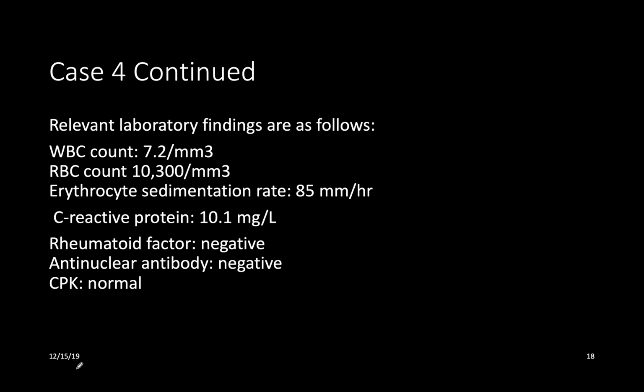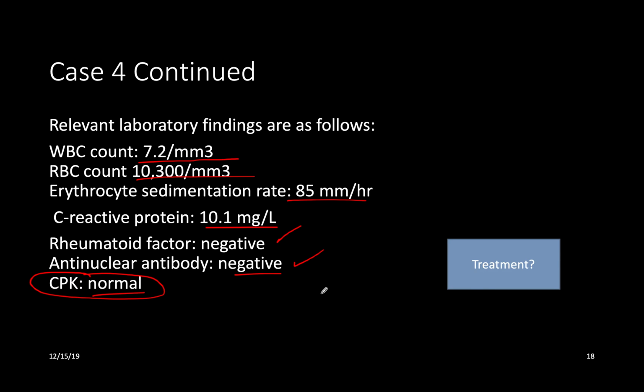Okay, good. So we go ahead and do the lab findings. We see white blood cell count normal, red blood cell count normal, ESR elevated, like you told me, CRP elevated, rheumatoid factor negative, ANA negative, CPK is normal. So this kind of eliminates our dermatomyositis, right? In dermatomyositis, you usually see elevated CPK. Rheumatoid factor eliminates RA, ANA eliminates a whole bunch of other stuff. And so our most likely diagnosis with all these considerations is going to be polymyalgia rheumatica.